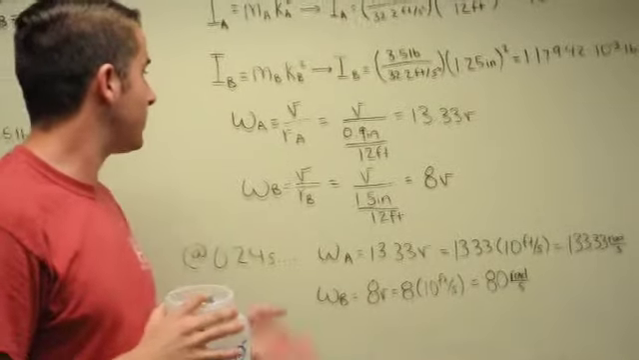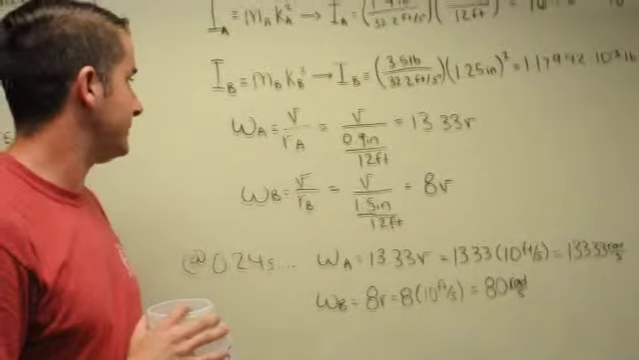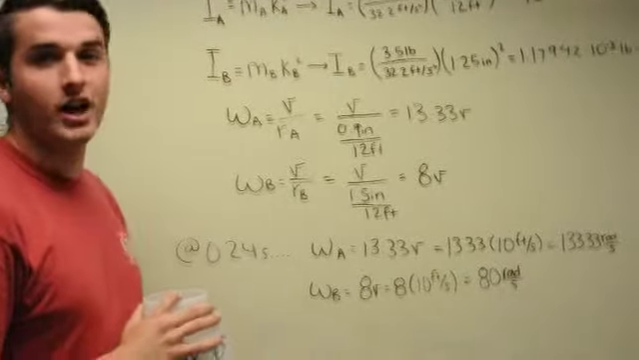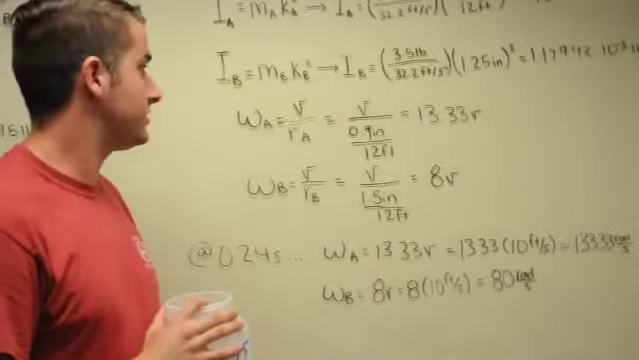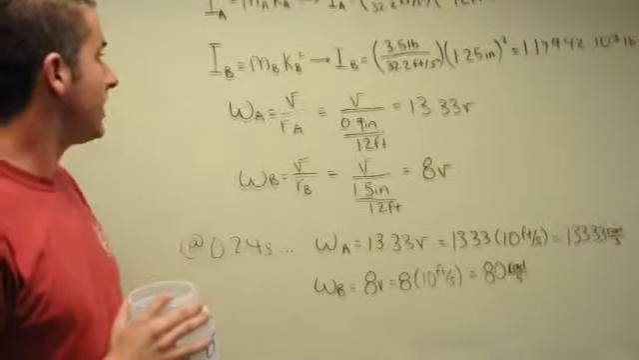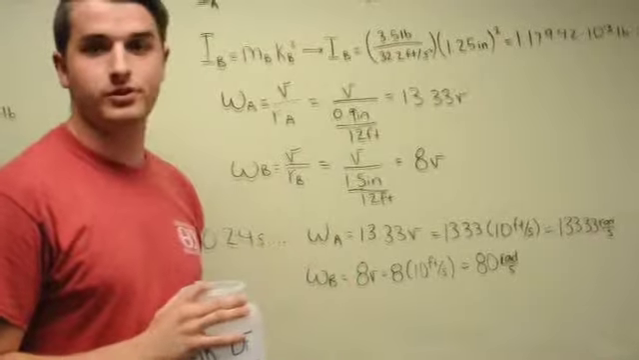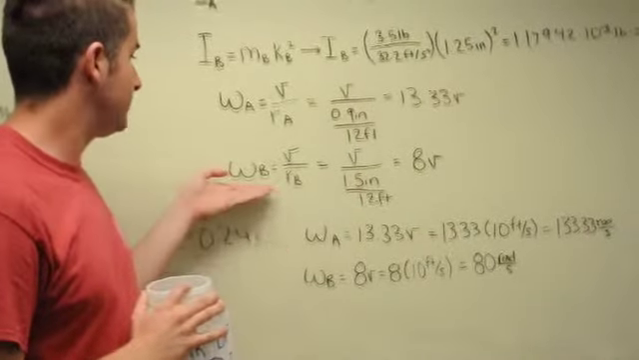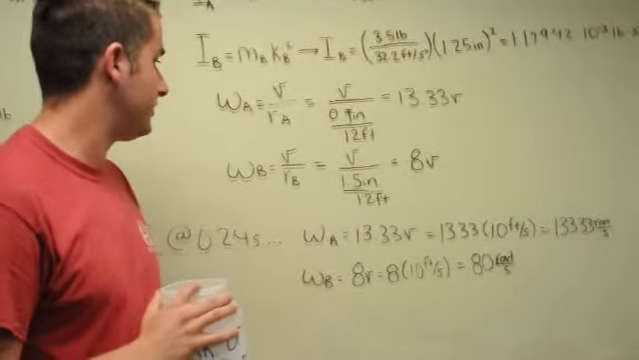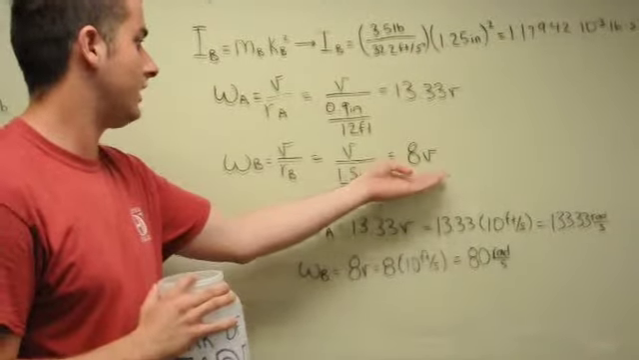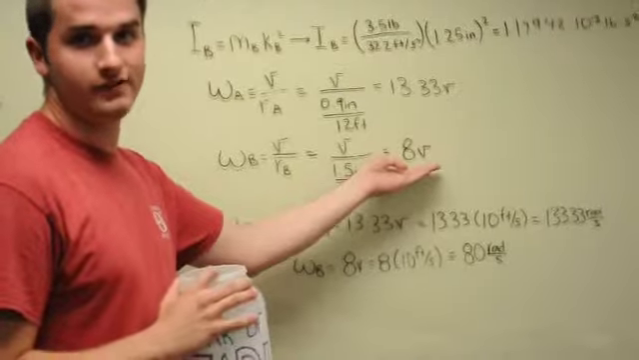Alright, so now our next part is determining the angular velocity of our 2 objects. So the angular velocity is equal to the linear velocity divided by that object's radius. So, accounting for units, we get our angular velocity of drum A in terms of V as 13.33 V, and then we do the same exact thing, accounting for the different radius of B and accounting for units as well, and we get our angular velocity of drum B as 8 V.